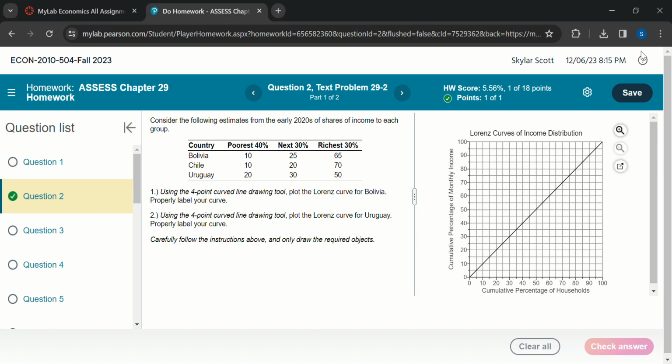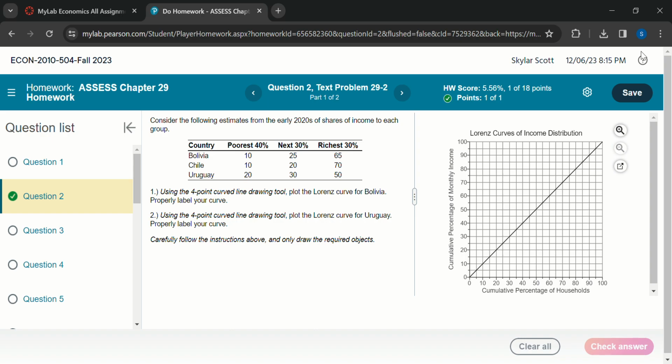I hope chapter 29's homework is going well and I hope you are making progress on both the final exam preparation and your e-portfolio project.